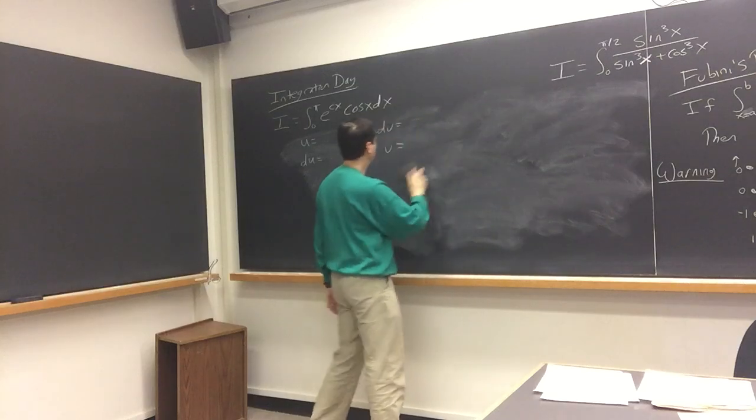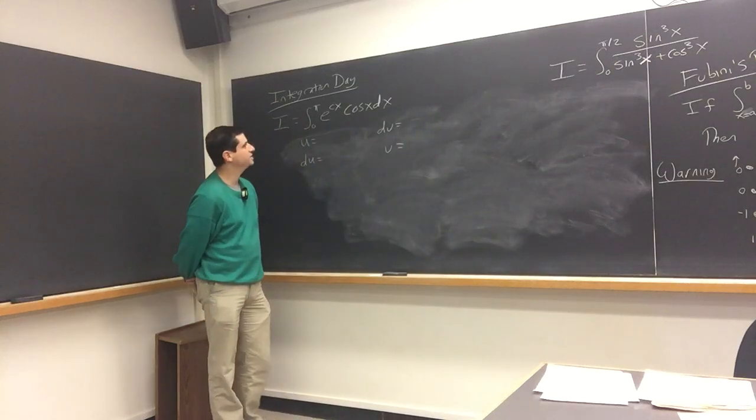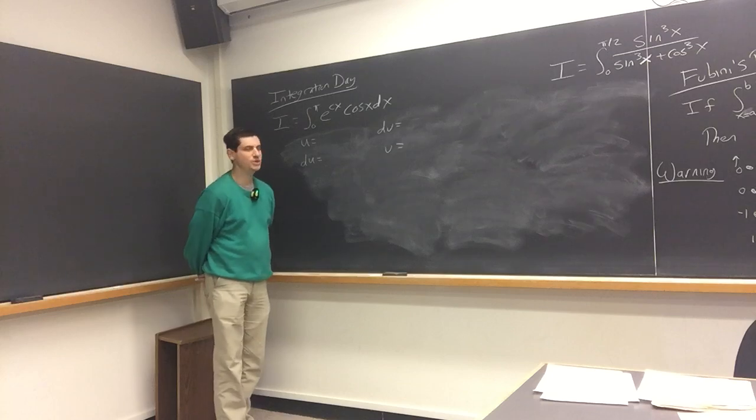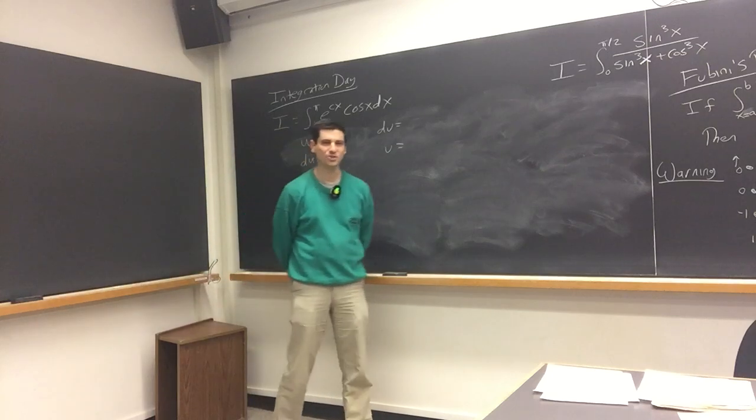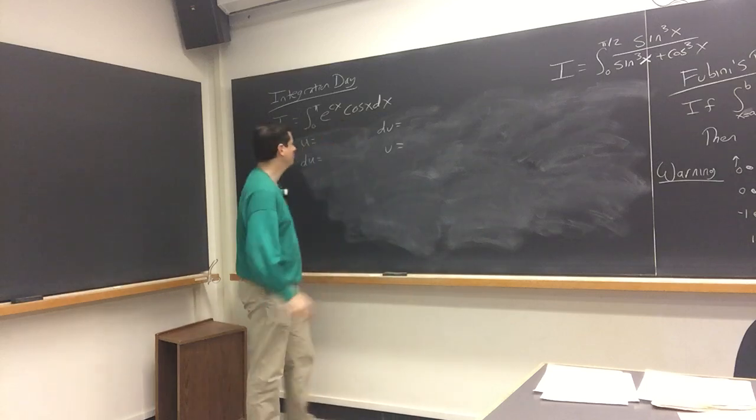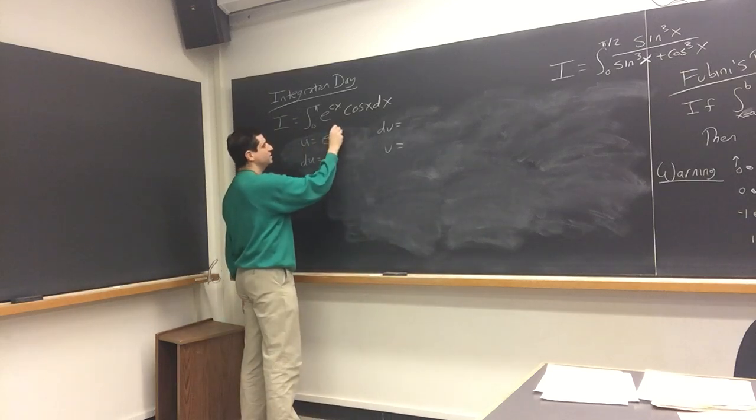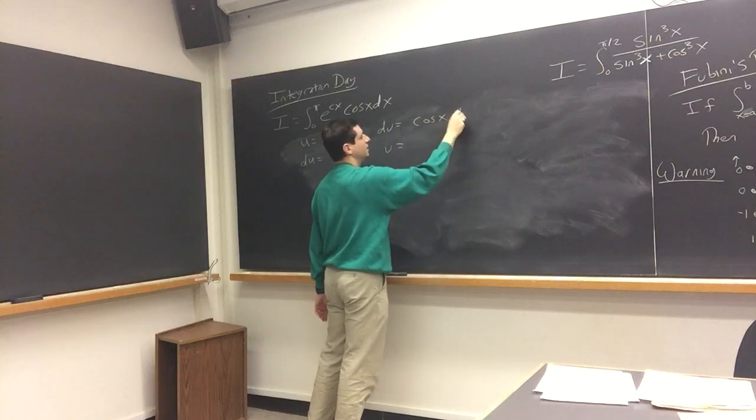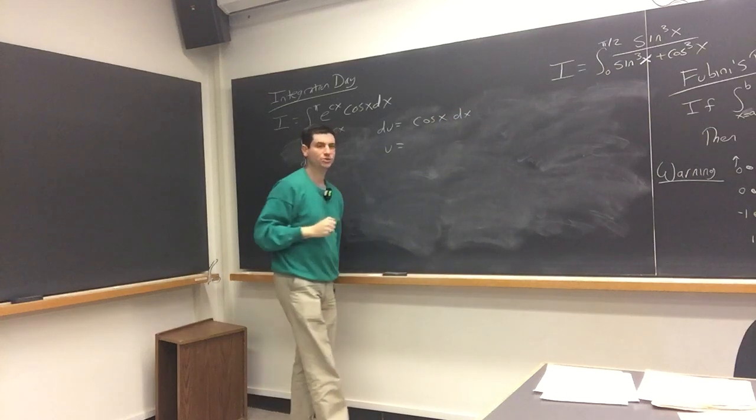So let's do it now. Do you want u to be e to the cx, or do you want it the other way? Okay. I would have done it the other way just because I always hate remembering when I integrate cosine, do I have to put in the negative sign or not? But we can do it this way. So we want u to be e to the cx, then dv is cosine of x dx. What's the integral of cosine?